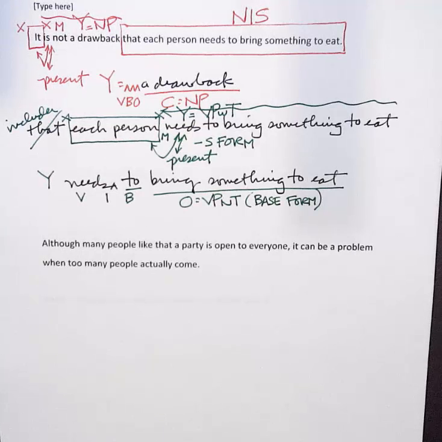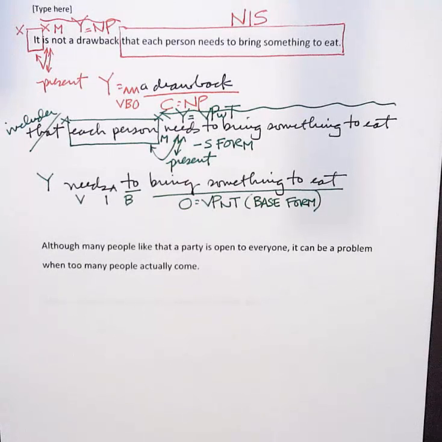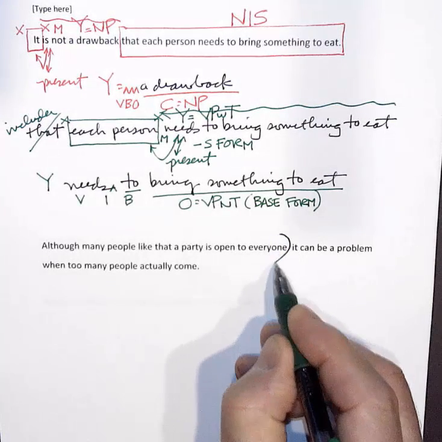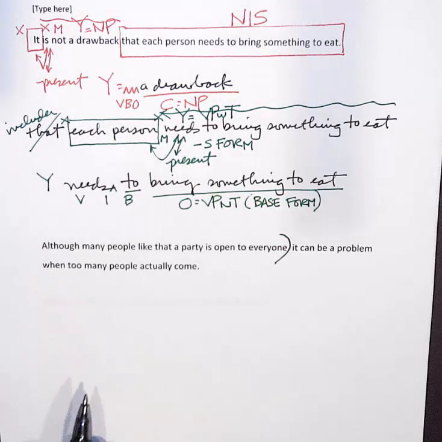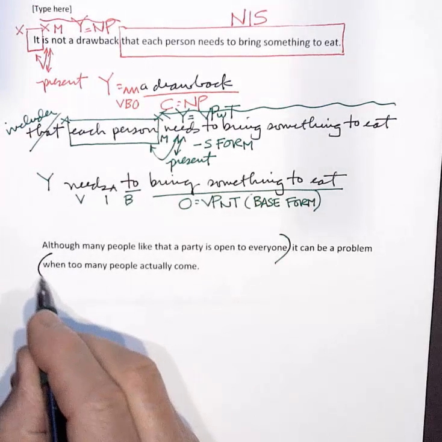Although many people like that a party is open to everyone, it can be a problem when too many people actually come. There's my shifter. When too many people actually come, looks like a shifter. Let me try it. Although many people like that a party is open to everyone, when too many people actually come, it can be a problem. Hey, that sounds good. Let me try one more way. When too many people actually come, although many people like that a party is open to everyone, it can be a problem. You know, it could be a shifter. And it could also be a postponed subject, but you know, let's call it a shifter.